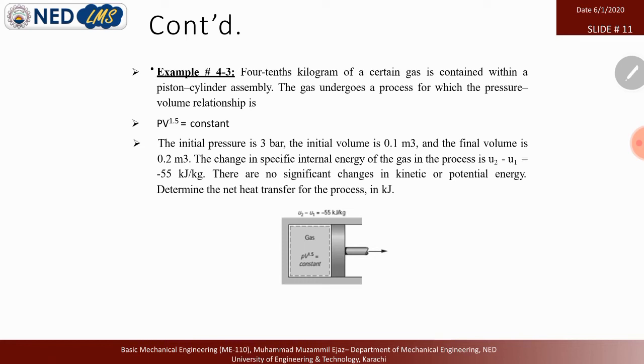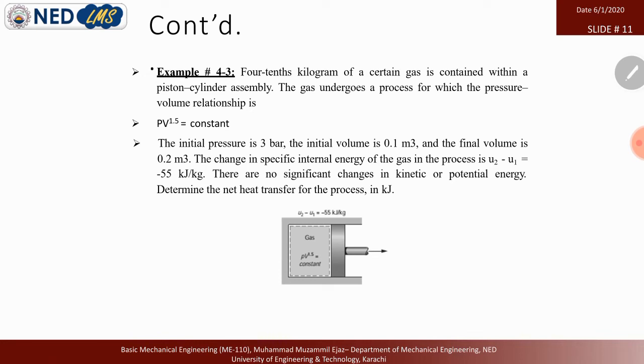In this numerical, let's read out the problem first and then we will solve. It is an extension of the previous numerical. 4/10 kilogram of a certain gas is contained within a piston cylinder assembly. The gas undergoes a process for which the pressure volume relation is PV^1.5 equal to constant. The initial pressure is 3 bar, the initial volume is 0.1 meter cube, and the final volume is 0.2 meter cube.